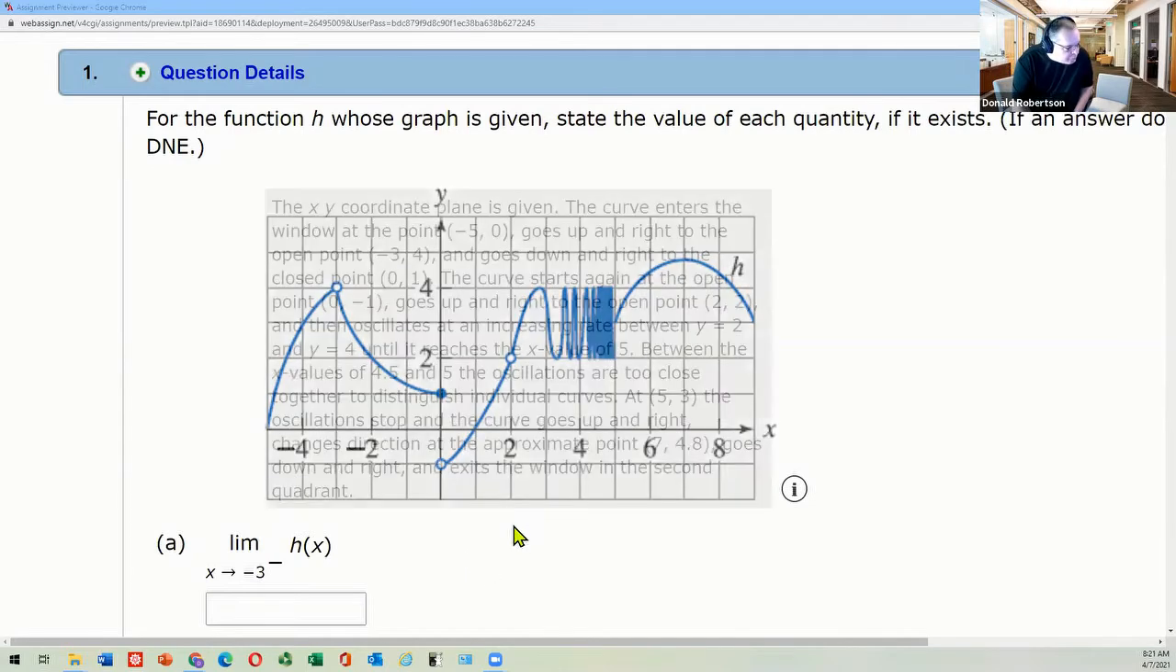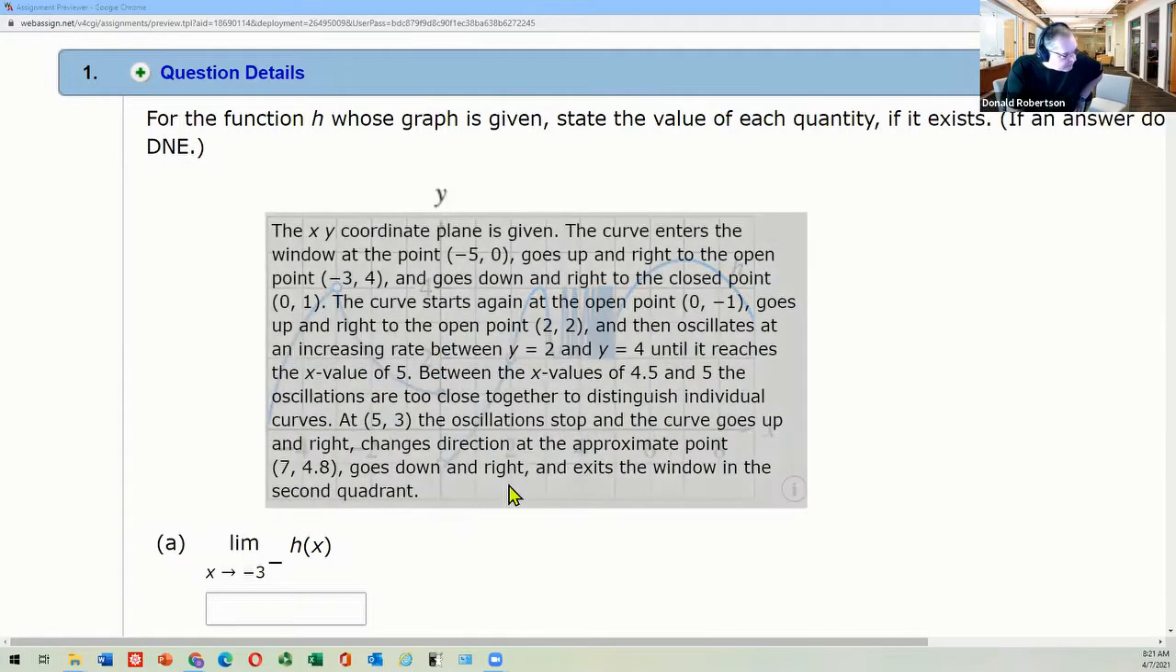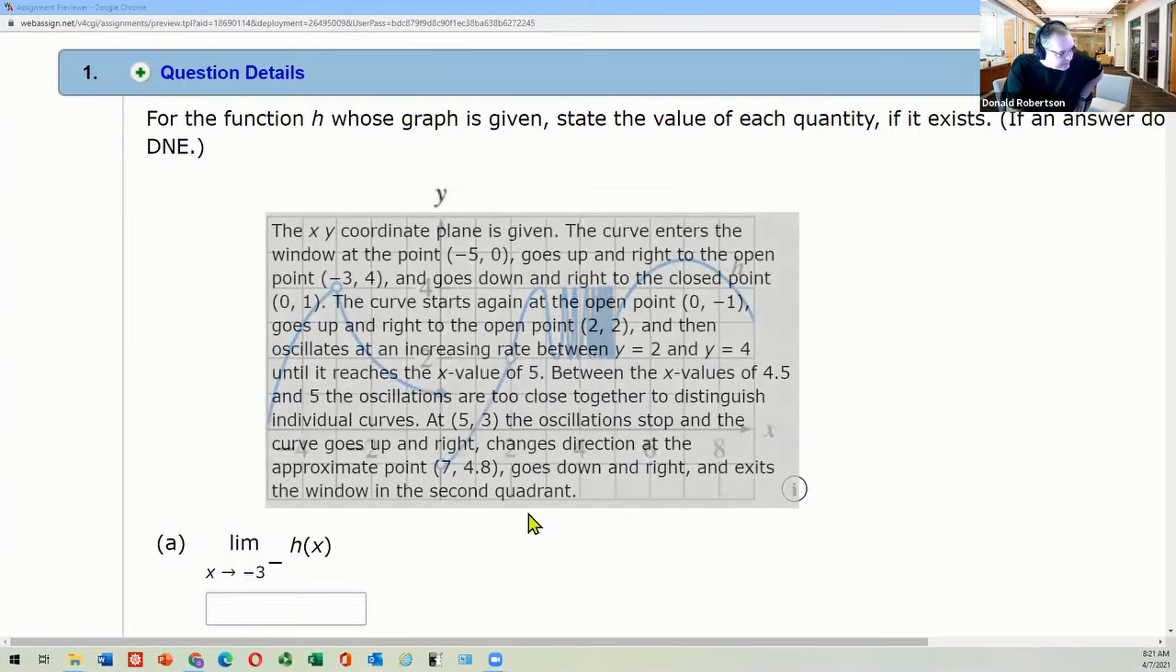Okay, let's move over to x equals 2. Wouldn't the left limit and the right limit both be 2? The left limit as x tends to 2 is the value of the function as x gets closer to 2, and that is 2. I'm about to point with my mouse. There. See the point?